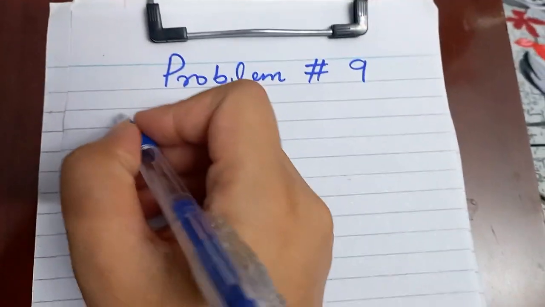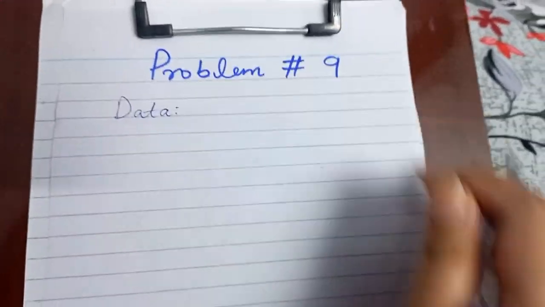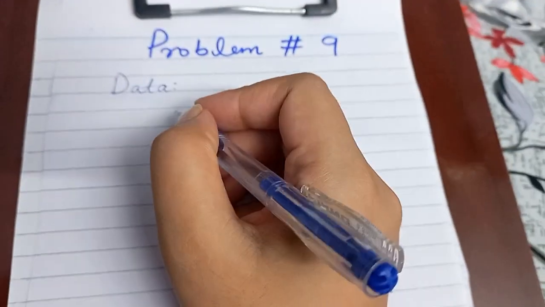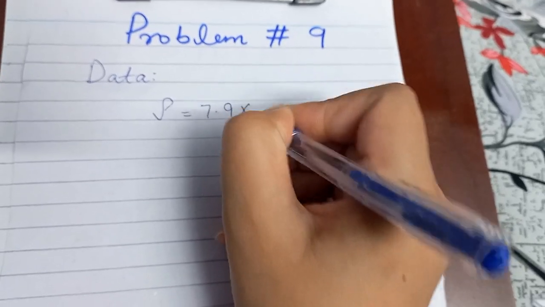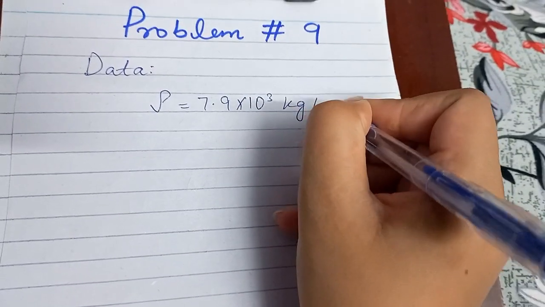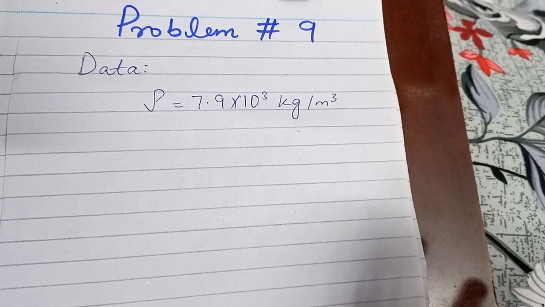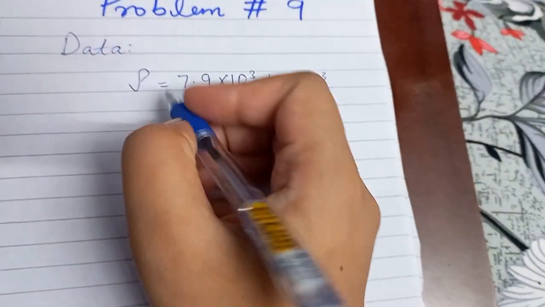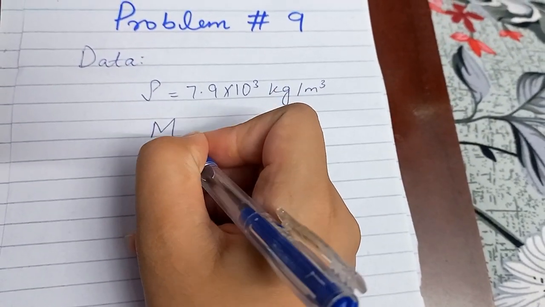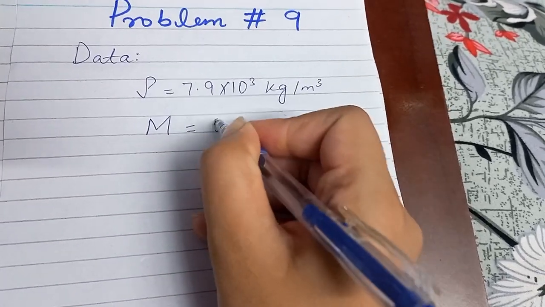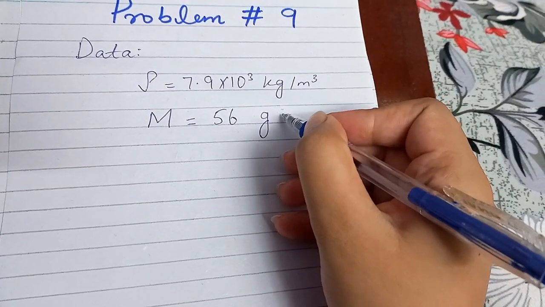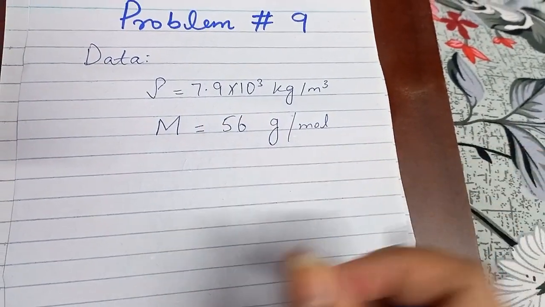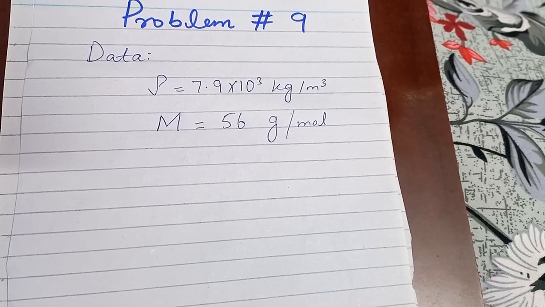Let's write the data first, and we'll then go to the solution and calculation. We are given the density of iron to be 7.9 multiplied by 10 to the power 3 kg per meter cube. It's in SI unit, so that's good. Atomic weight is given. We will represent it by capital M. It is 57, and atomic weights are calculated in units of grams per mole. We need to convert it into SI unit, which is kg per mole.